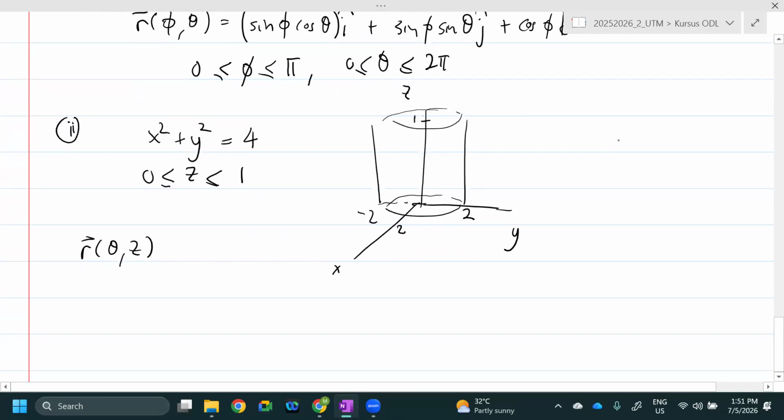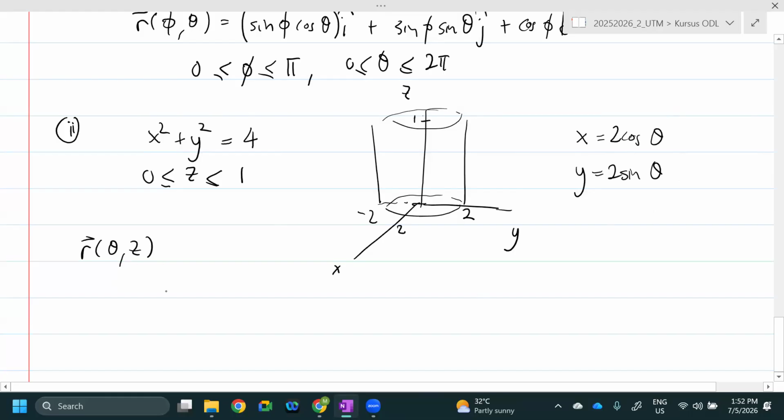So x here should be what? You can have x as 2 cosine theta and y as 2 sine theta. Because if you substitute here, you will get 4. You take x squared, you get 4 cosine squared. Y squared, you get 4 sine squared. Therefore you have 4, and you can factor out 4, and cosine squared theta plus sine squared theta is equal to 1.